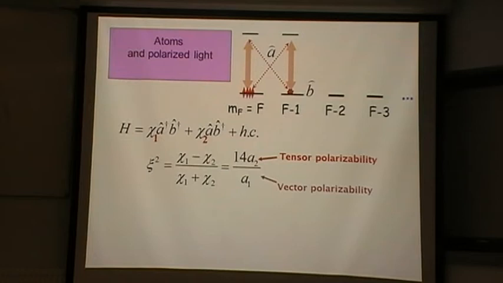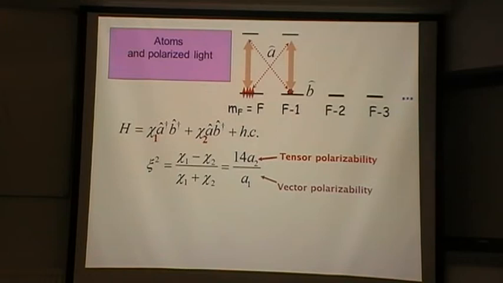So this one corresponds to creation of a photon and creation of the atomic state. It's a parametric Hamiltonian. It can generate entanglement. We know that. In this case, it generates entanglement between light and atoms.